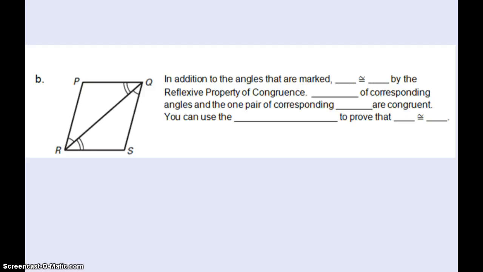Example number 2. In addition to the angles that are marked, we have that this angle here and this angle here are congruent to each other, and this is my second pair of congruent angles here. In addition to what's marked in the diagram, we know that RQ is congruent to itself by the reflexive property. So therefore, we have two pairs of corresponding angles and one pair of corresponding sides. Now, I have a choice. I can do either angle, angle, side, or angle, side, angle.